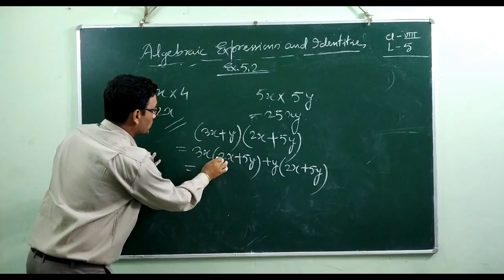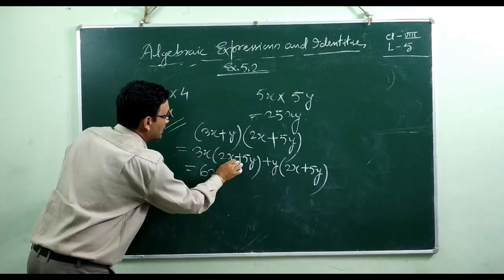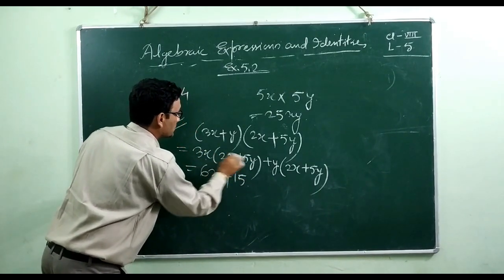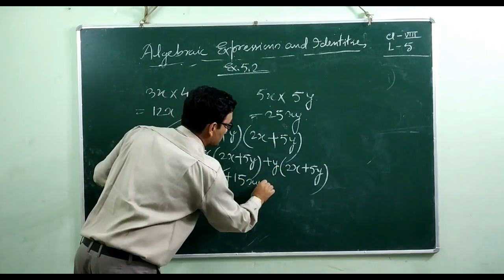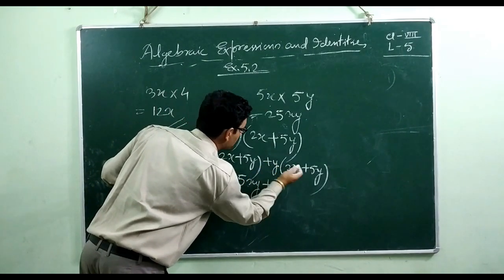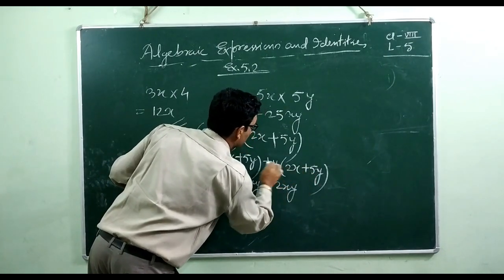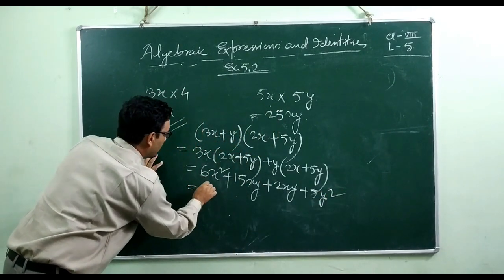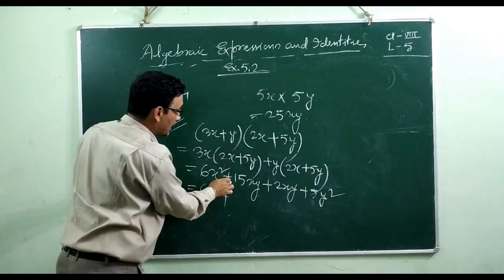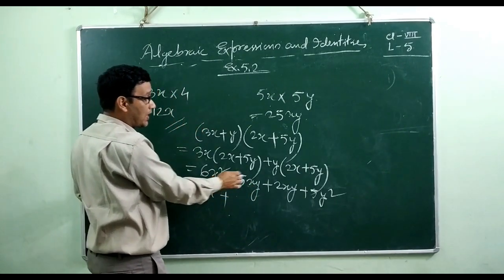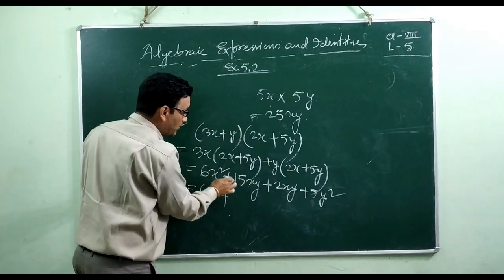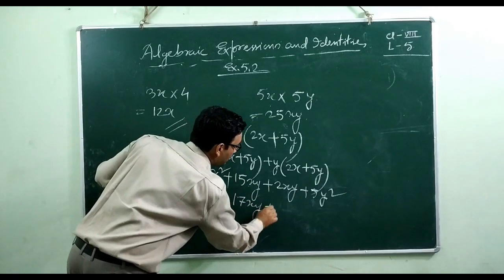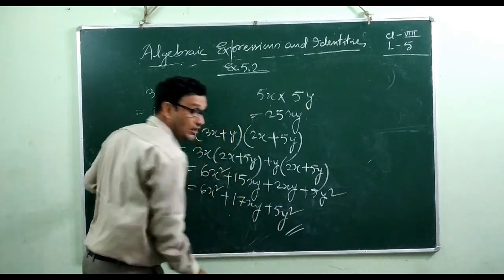Now 3 into 2 means 6, x into x means x square. Plus into plus means plus, 3 into 5 means 15, xy means 15xy. Plus y into 2x means 2xy. Plus into plus 5, y into y means 5y square. That means you will get 6x square plus 15xy plus 2xy plus 5y square. 15 plus 2 means 17xy, so 6x square plus 17xy plus 5y square. This will be your answer.